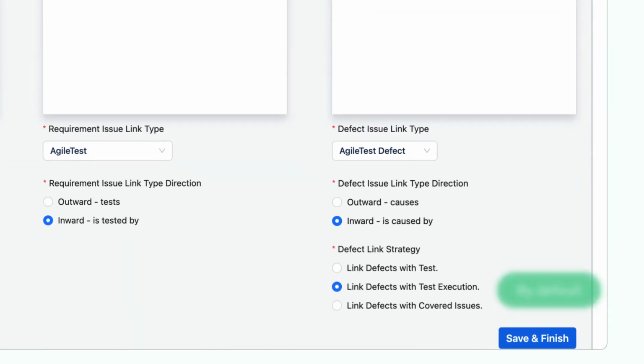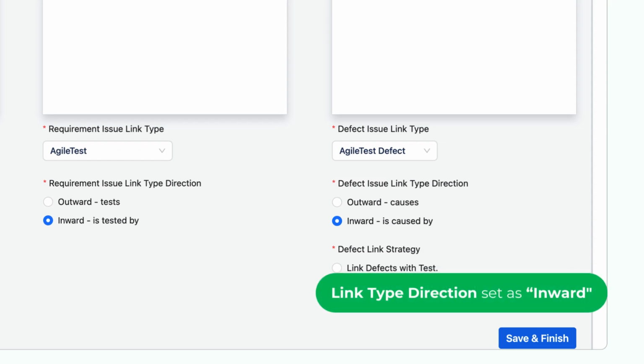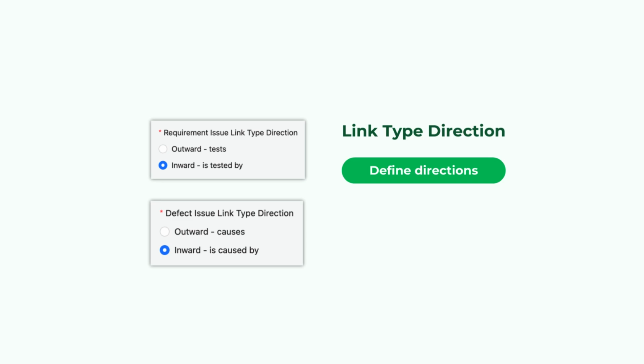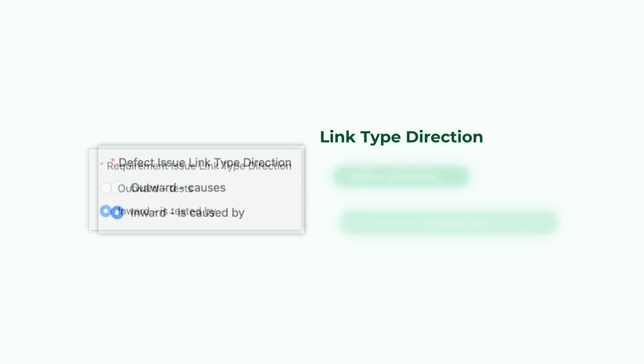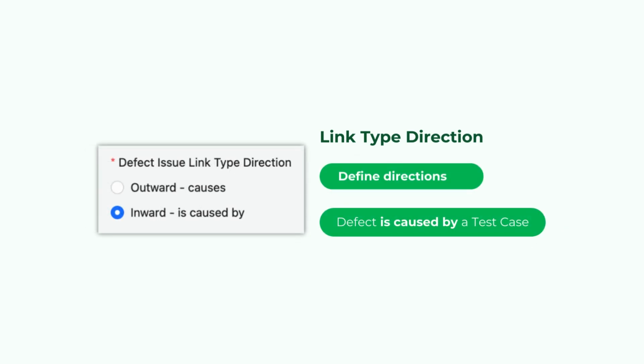By default, requirement and defect link direction are set as inward. The option inward defines the direction between them, as requirement is tested by a test case and defect is caused by a test case.